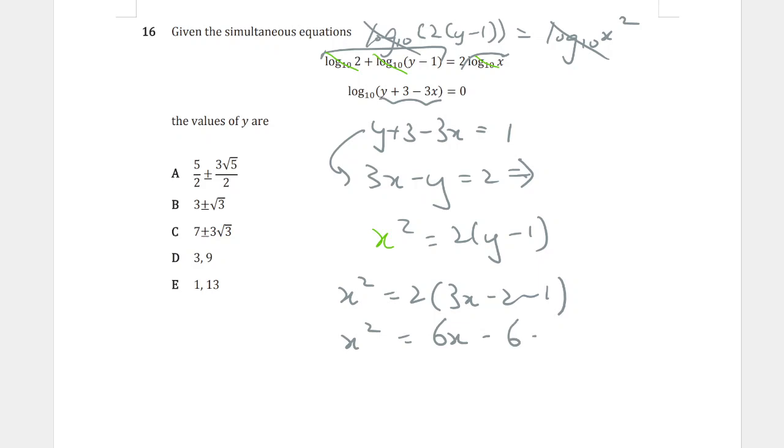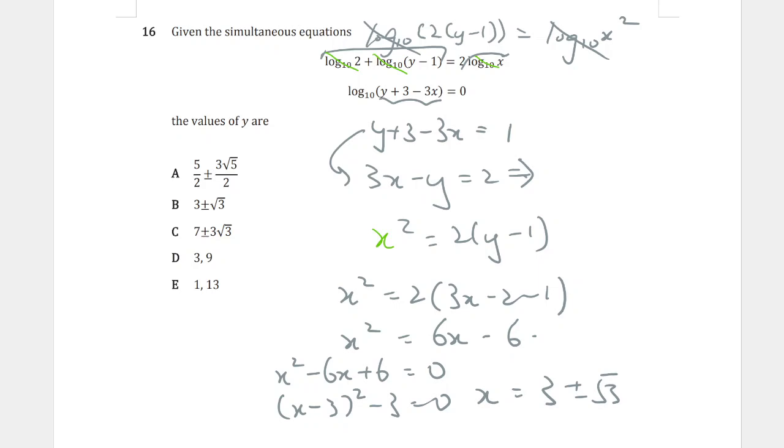So how do we solve this? x squared minus 6x plus 6 equals 0. So we complete the square: (x minus 3) all squared minus 3 equals 0. So what is x equal to? x equals 3 plus or minus the square root of 3. Simple algebra there, complete the square, very standard.